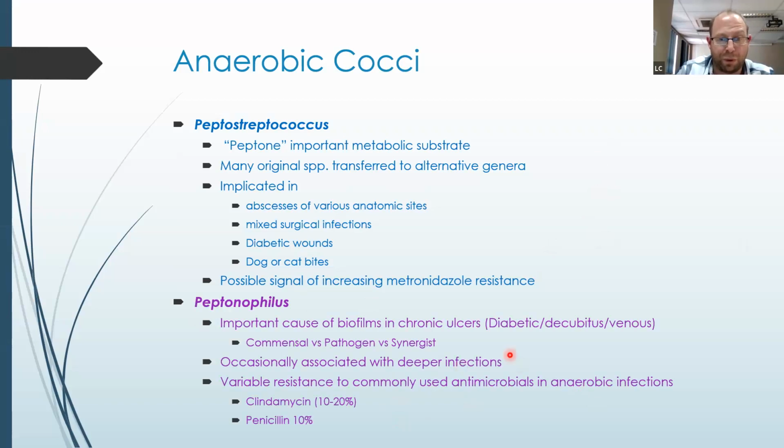And this is something you will, if you look for it, very frequently find in diabetic, decubitus, and venous ulcers. Whether it's truly a commensal, a pathogen, or just an opportunistic synergist is not so clear, although it is occasionally associated with deeper infections involving bone and joint. There's variable resistance to some of the commonly used antibiotics for anaerobic infections. Again, clindamycin up to 20% and penicillin 10%.